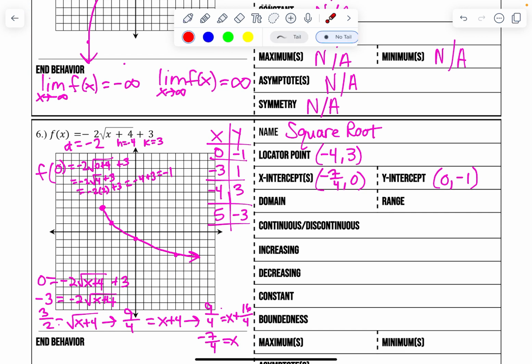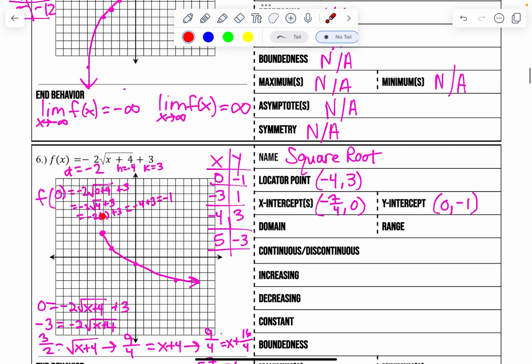Domain, well, it doesn't exist over here. So it has a definitive start point here at the -4, and then it continues forever to the right. So -4 gets a bracket. Since we actually have a point there, we can equal -4 in the equation. Range, it's headed down to -infinity, and we always got to describe it from bottom up to top. So we'll say starts at -infinity, comes up to this high point at 3. So -infinity up to 3.